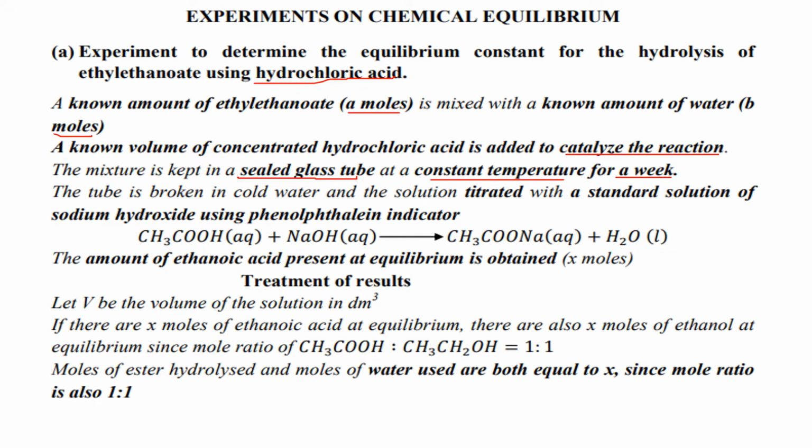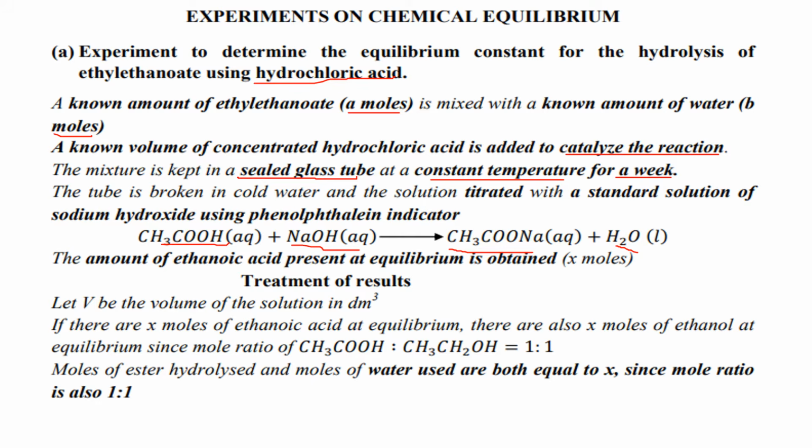After that, we use our quantitative chemistry knowledge to find the number of moles of ethanoic acid that are present. Ethanoic acid reacts with sodium hydroxide according to the following equation to give us sodium ethanoate and water. We give off water because this is a condensation reaction. The amount of ethanoic acid present at equilibrium is going to be calculated, and it's going to be found to be X moles, just like I indicated in the bracket.